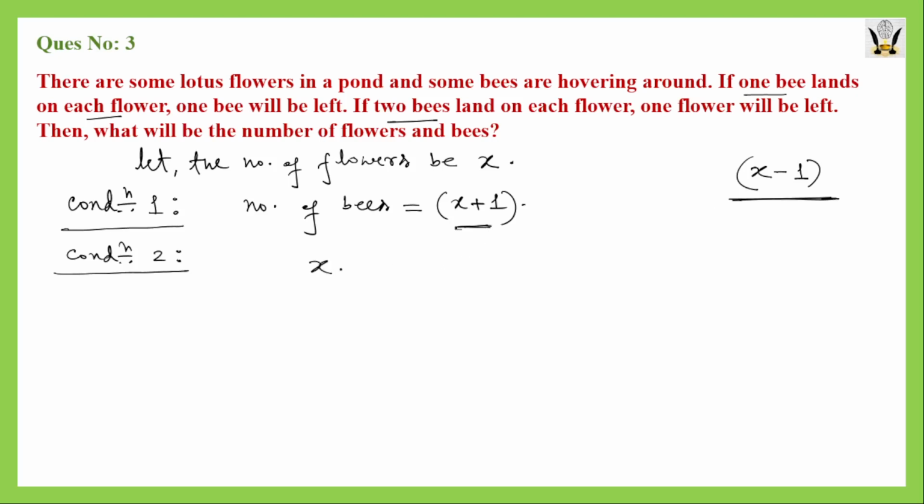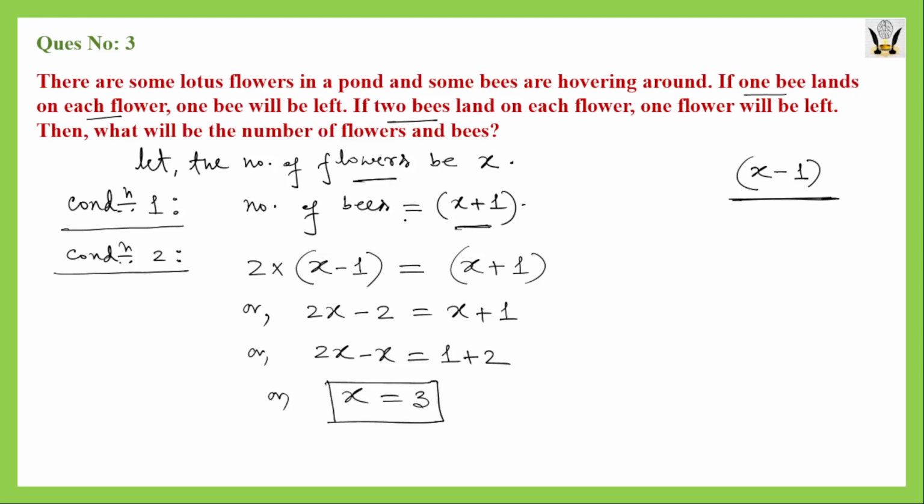So after subtracting the extra flower, the remaining flowers, if we multiply by 2, will be equal to the total number of bees that we have. And this is a simple linear equation. If we simplify this, we will get the value of x. x is equal to 3. So the number of flowers is 3 and the number of bees will be 1 more as per the first condition. So that will be 4.